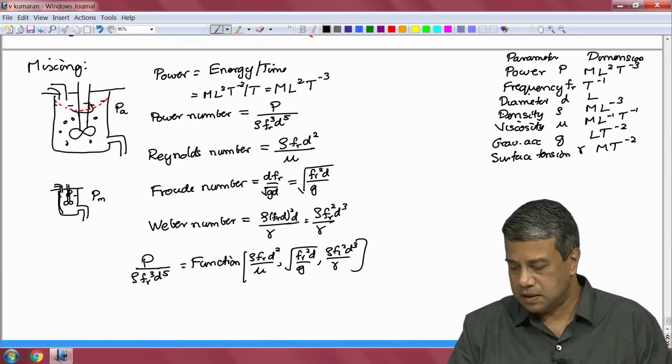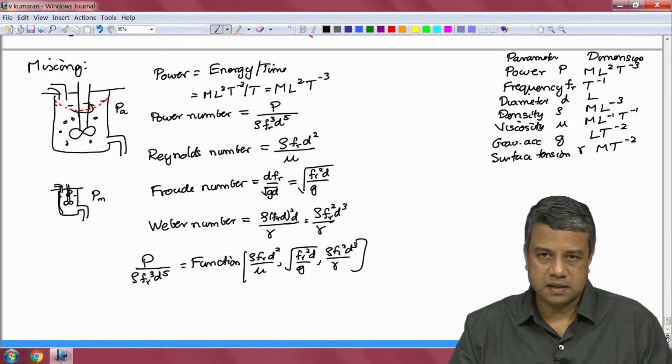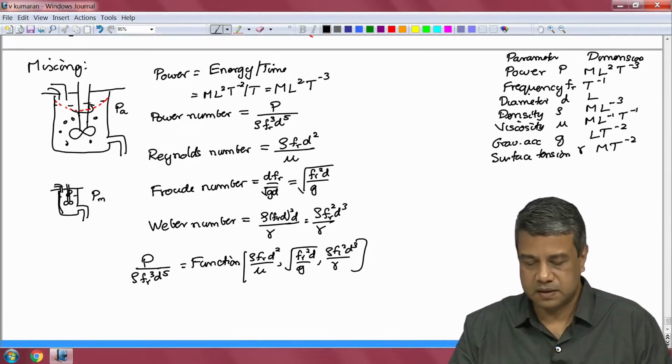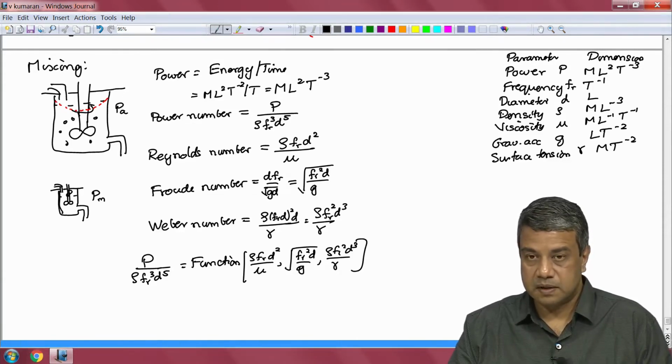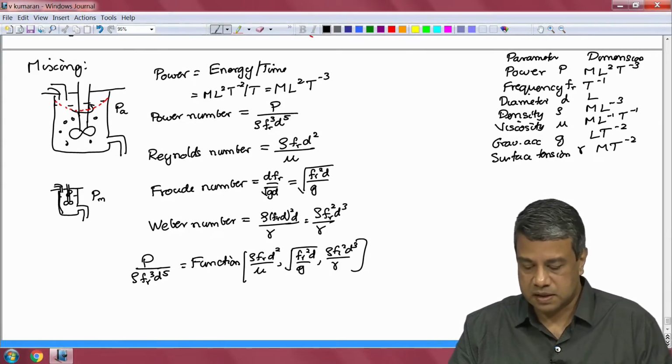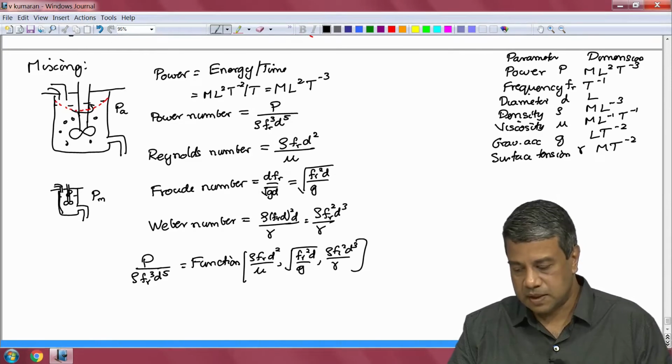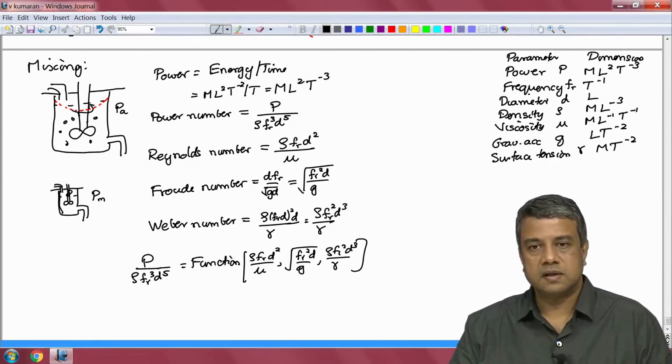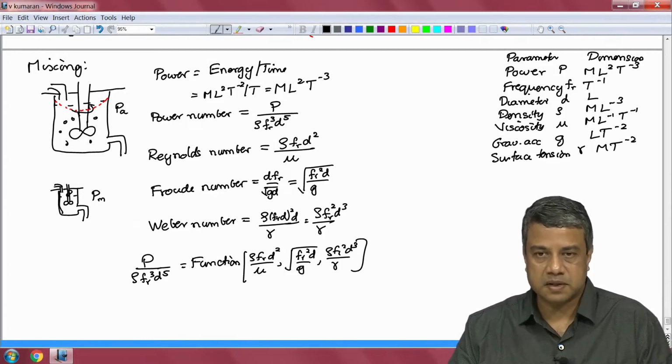And once we get these relationships for a particular value of fluid properties, the density, viscosity, surface tension, etc., for a particular frequency and diameter, the relevant dimensionless groups have to be the same between the actual reactor and the scale model. So, you cannot keep the dimensional properties the same, you have to keep the dimensionless groups the same, the relevant dimensionless groups.